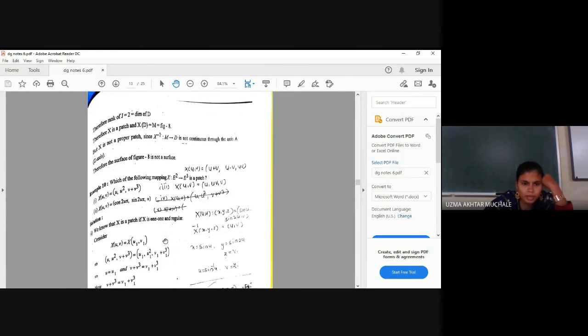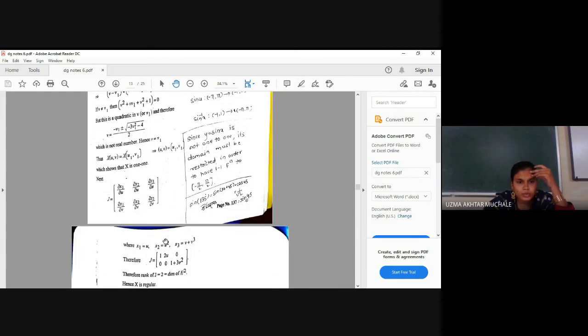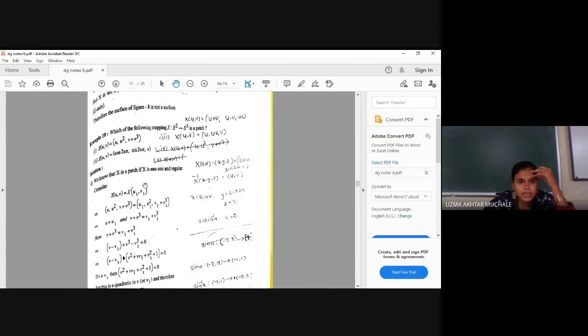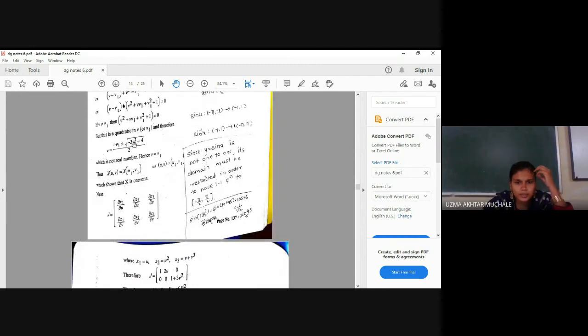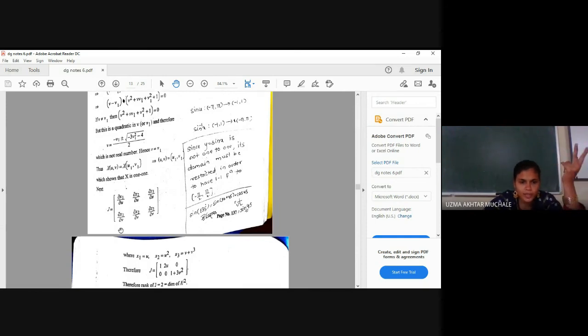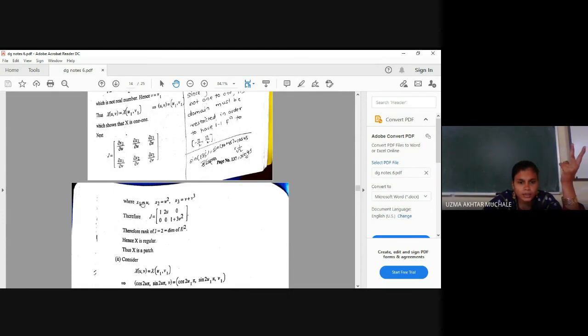Next, to show it is regular, we name these x1, x2, x3. What are x1, x2, x3? x1 is u, x2 is u square, and x3 is v plus v cube. Now differentiate x1, x2, x3 with respect to u in the first row, and then differentiate x1, x2, x3 with respect to v in the second row. After differentiating, the derivative of u with respect to u is 1, the derivative of u square with respect to u is 2u, next is 0. Differentiating x1 with respect to v gives 0, and u square with respect to v is 0.